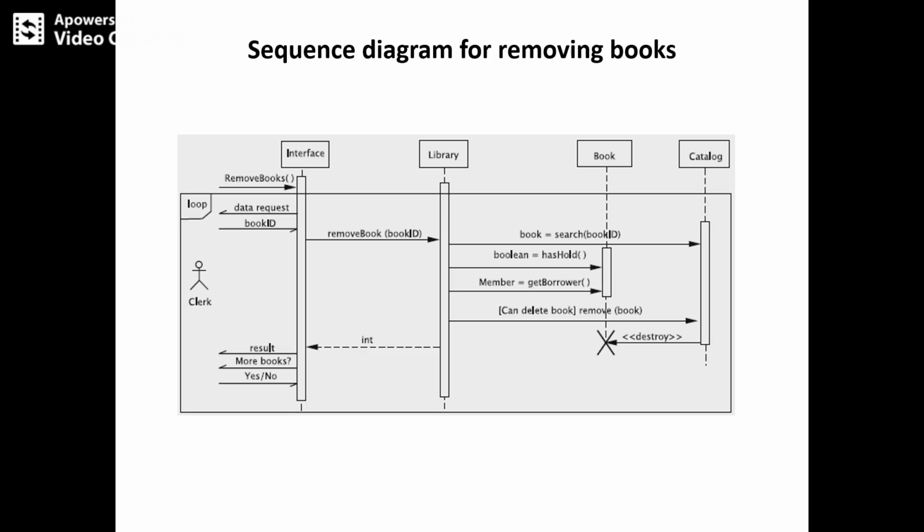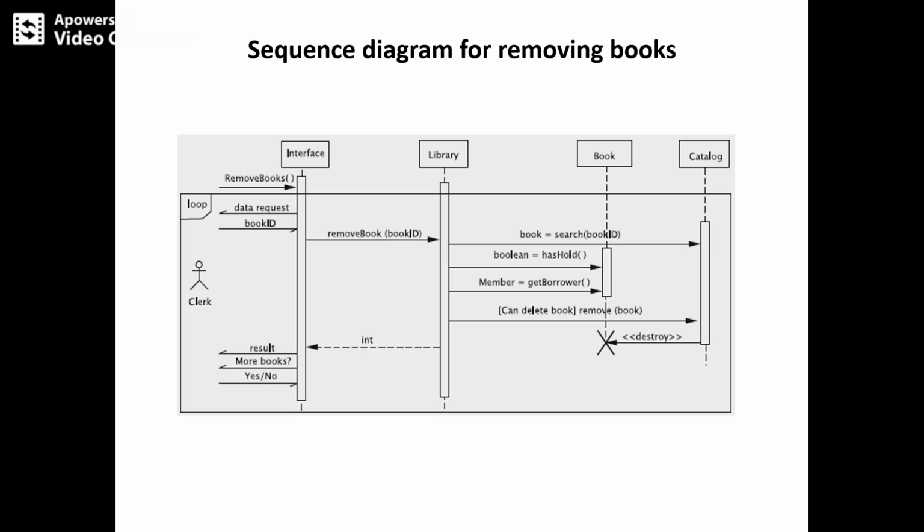So similarly the loop will be continued. As I told, more than one book can be removed, yes or no. So in that case we need to remove the particular book. So this is the complete diagrammatical, sequential, one-by-one representation of the sequence diagram for removing books.